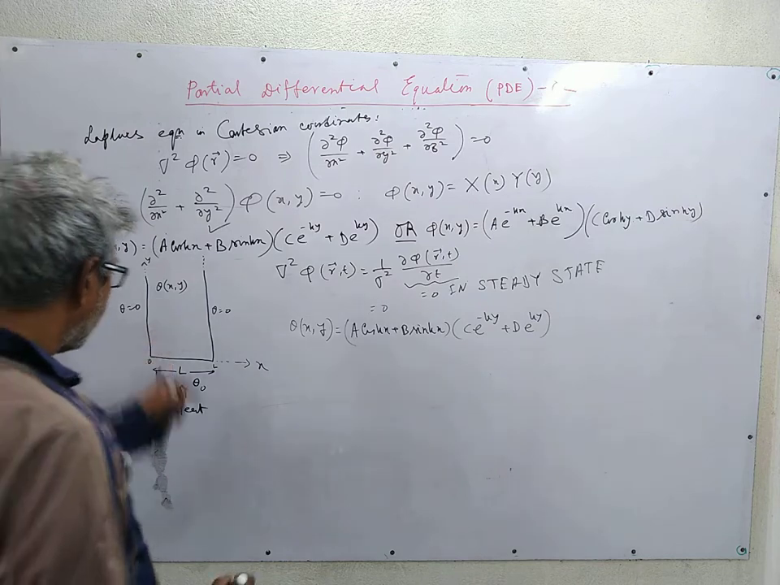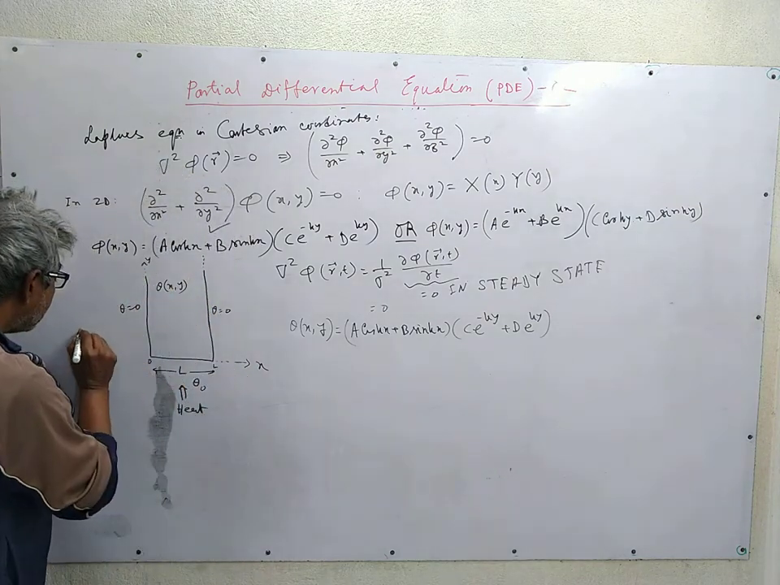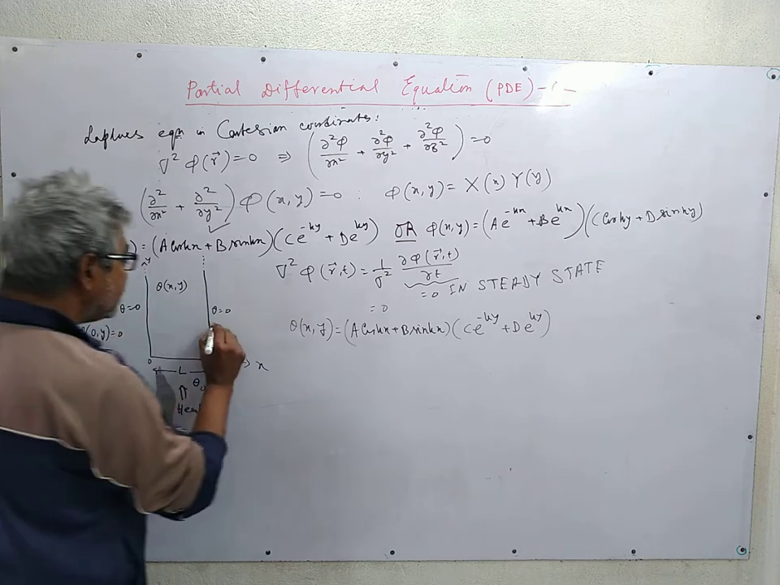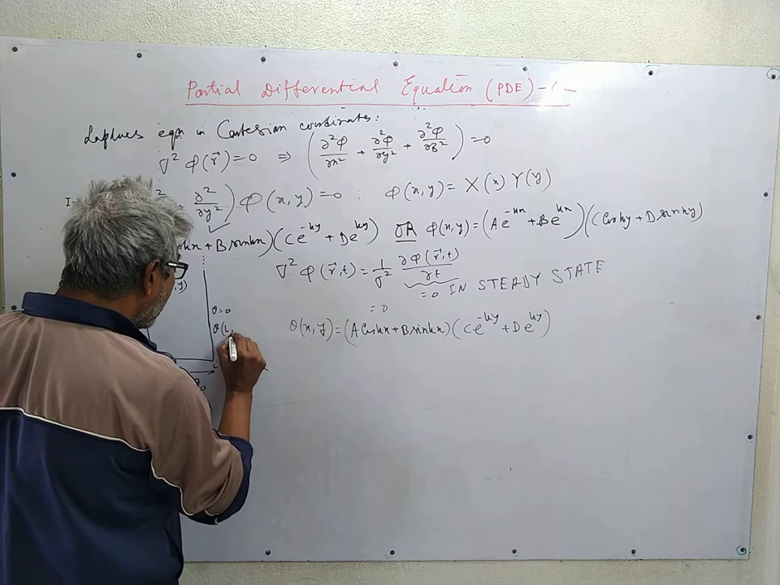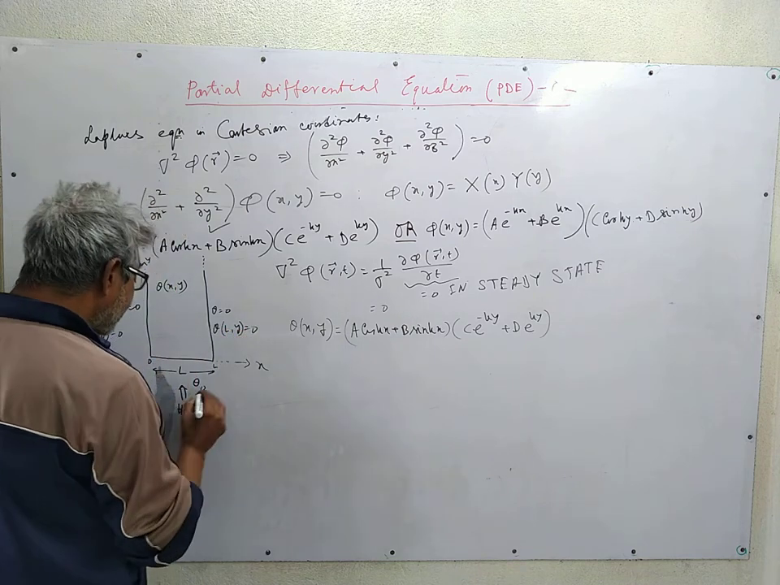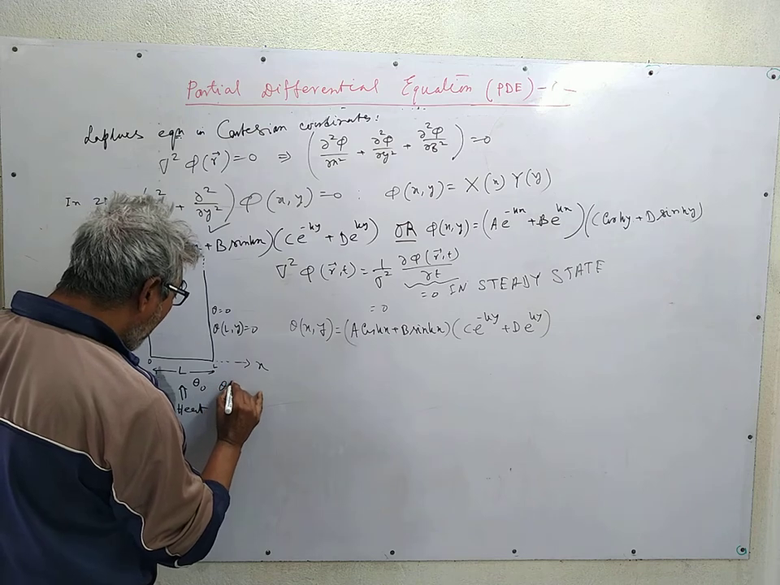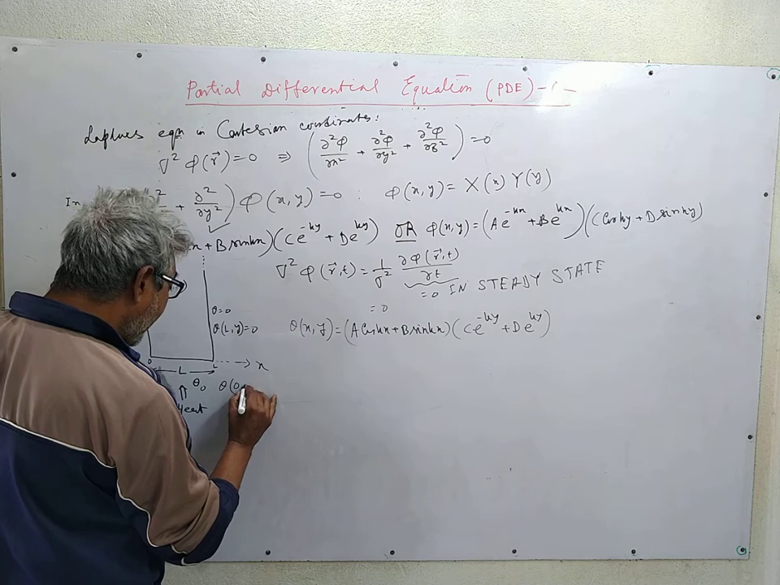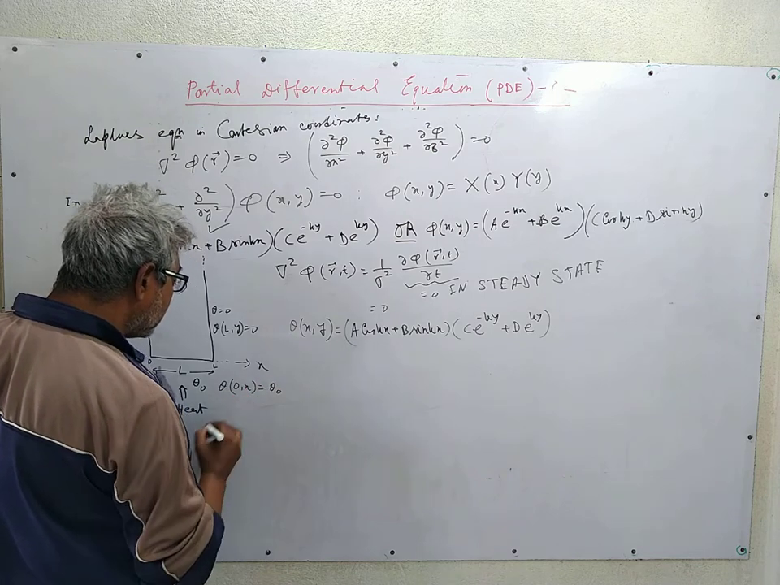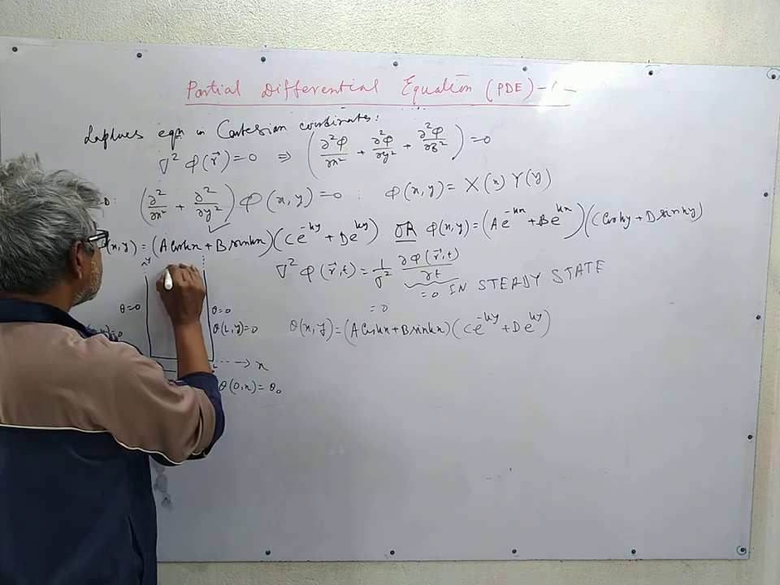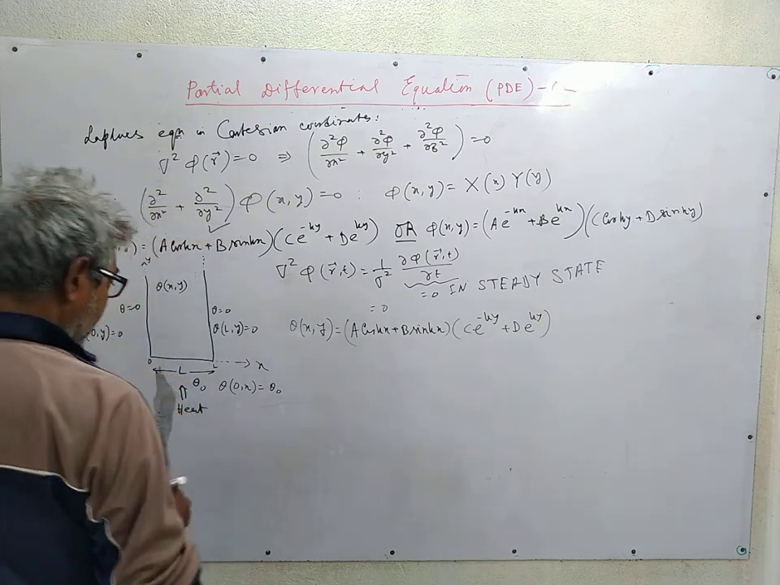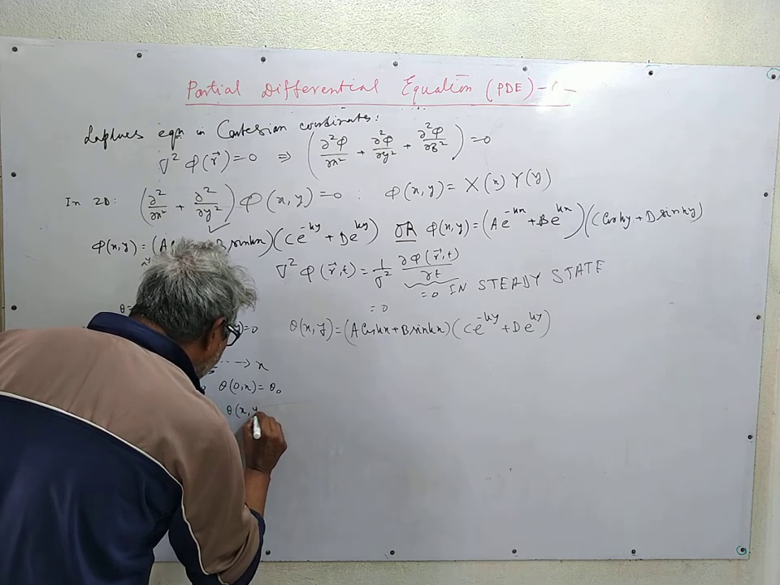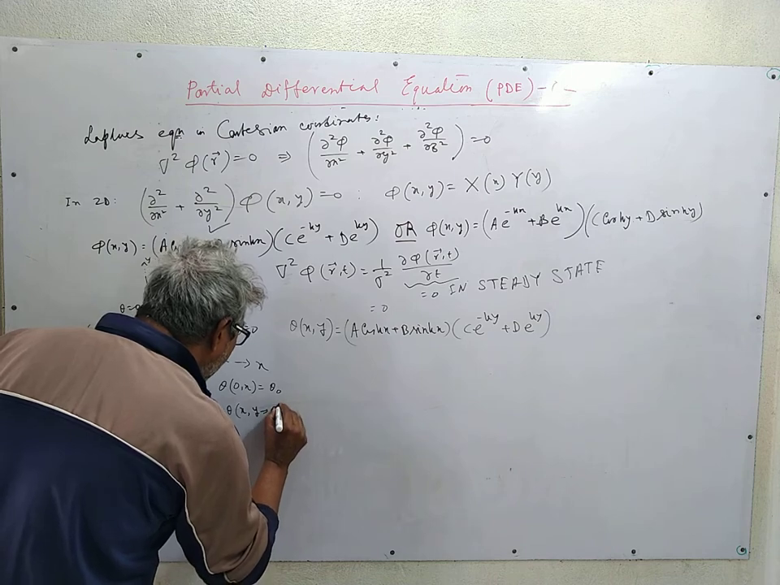Now the first boundary condition is this one: theta of 0, y is equal to 0. This is theta of L, y is equal to 0. This is theta of x, 0 equal to theta 0. And the last condition is that theta at any value of x, as y tends to infinity, has to be 0.